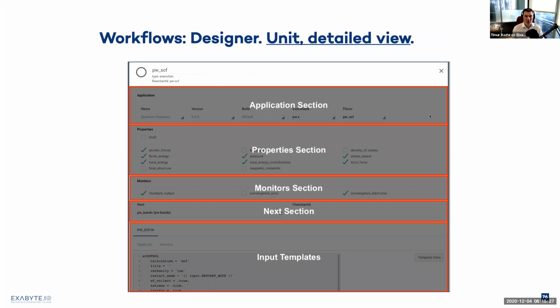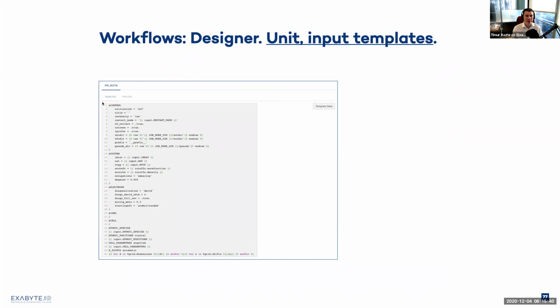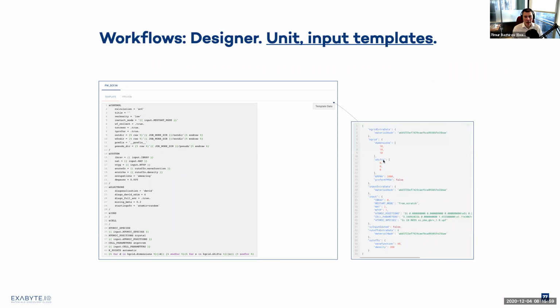And if you open one of these units, we'll see that there is an application section, a properties section, a monitor section, and a part that contains the input templates. And for the input templates in particular, we can see that the language of the template derives from the original language for the Quantum Espresso input in this case. However, it contains a set of variables that are coming from the template data. And the template data itself is generated based on the materials and workflow information that we retain.